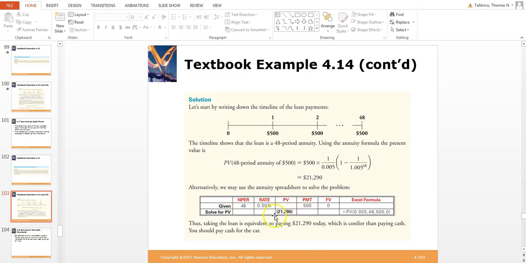And you could simply solve the annuity spreadsheet. So you see what it says here. Taking the loan is equivalent to paying $21,290 today. This is a present value problem, by the way, which is costlier than paying cash. So you should pay cash for that car. However, they're not taking into account that you could probably take that cash and possibly invest that cash. So this problem has some problems, in my opinion. Okay. Once again, this is a present value problem. You see they're using the present value function here.